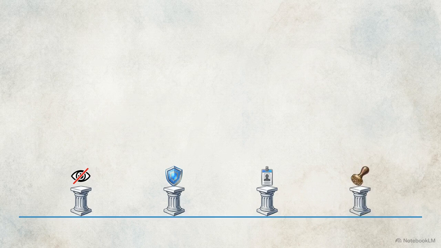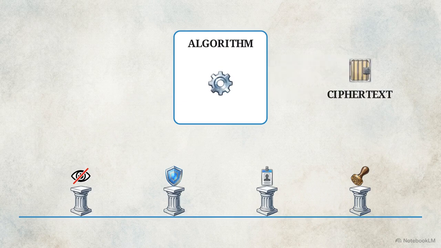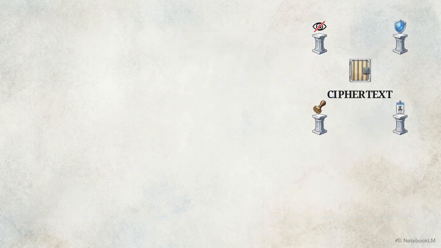Confidentiality keeps the data unreadable to outsiders. Integrity ensures the message is not altered in transit. Authentication verifies the sender's identity. Finally, non-repudiation guarantees that the sender cannot later deny transmitting the message. The operational objective is straightforward. Take vulnerable plaintext data and mathematically transform it into secure ciphertext, strictly enforcing these 4 pillars against any unauthorized access.